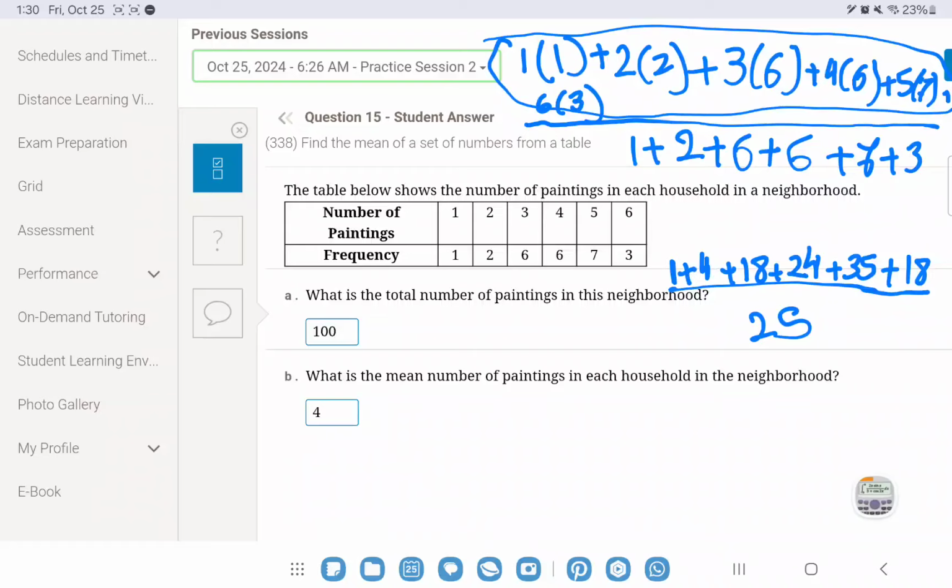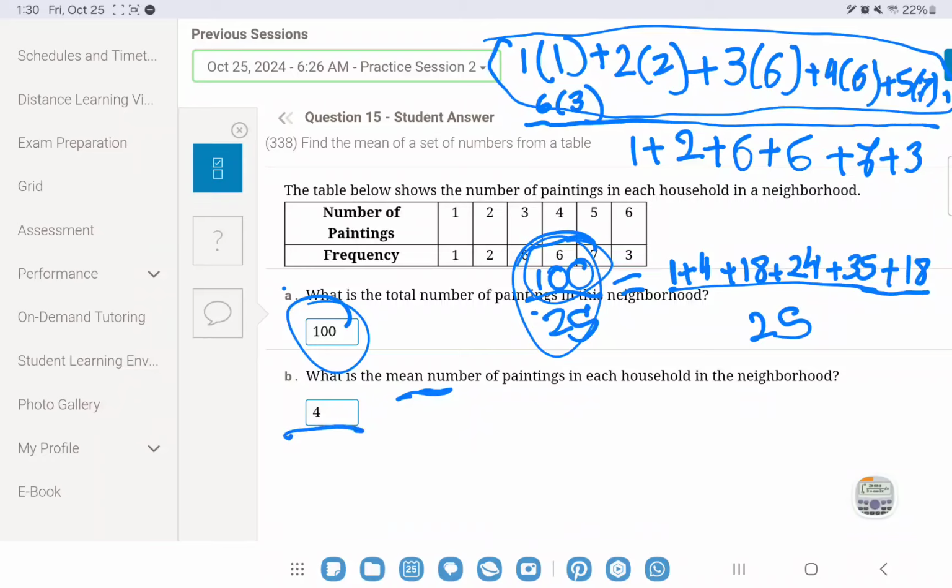So let's do it on our calculators. 1 plus 4 plus 18 plus 24 plus 35 plus 18. When you add them all up, this is gonna equal 100 over 25. So what's the total number? It means 100. You put this in. Mean number, it means this thing. 100 divided by 25, which is 4. That's it. That's all you do.